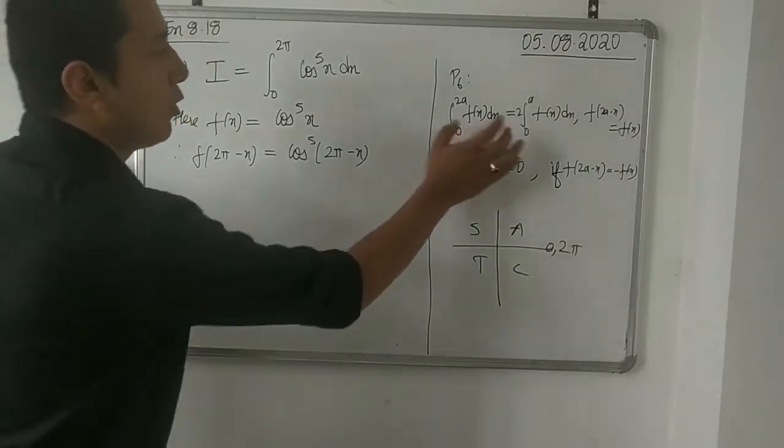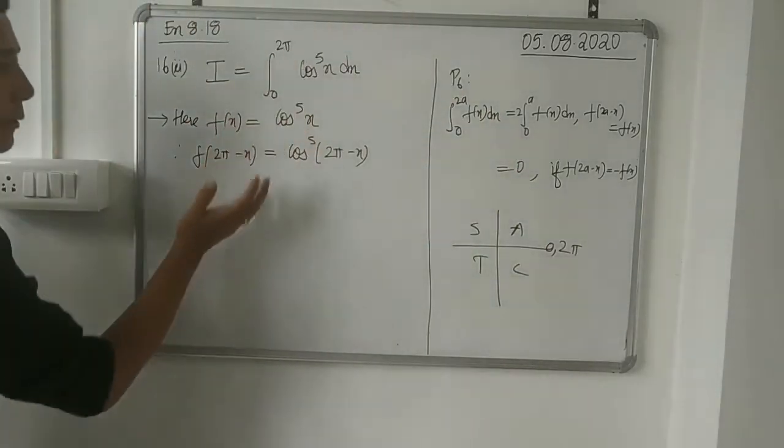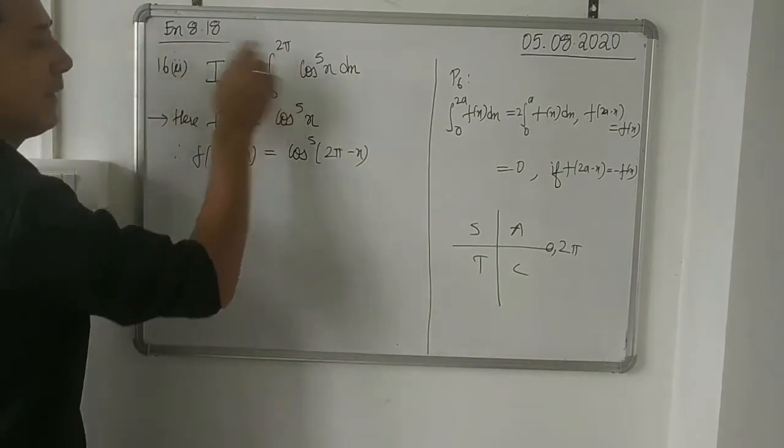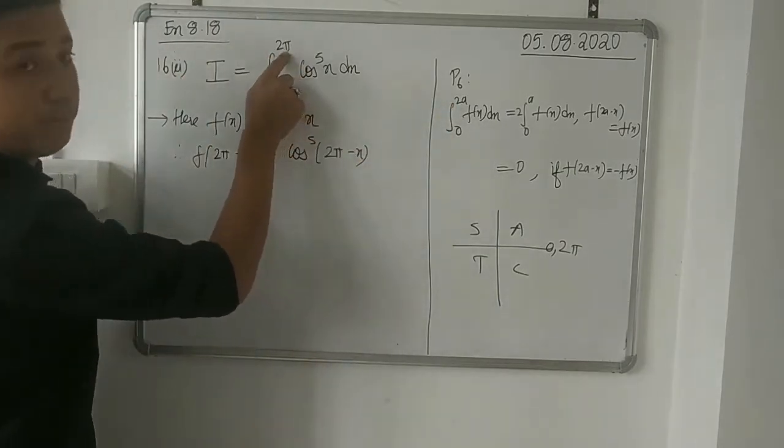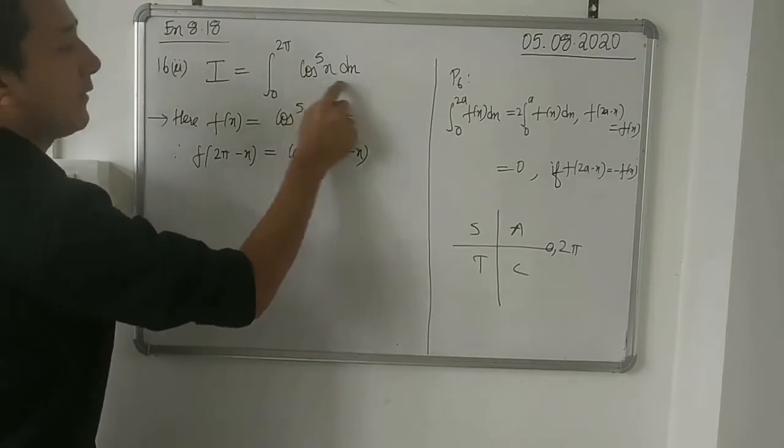Okay, this is property number 6. Now come back out here. It is 0 to 2 pi. So what is the value for a out here? Pi. Okay, and this is my fx.